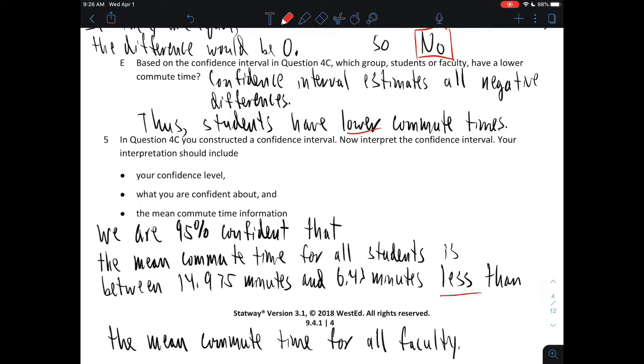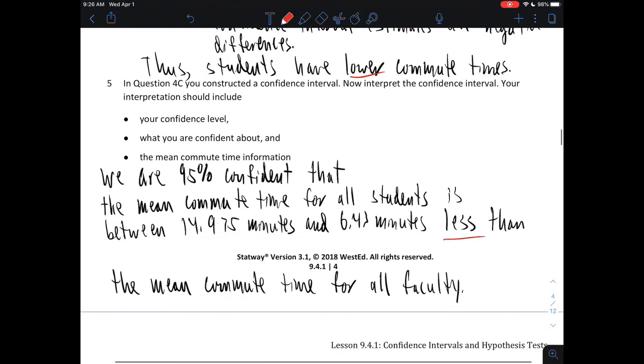We could have also written a summary that said something about the difference in mean commute time, but this conclusion here makes a little bit more sense when you're talking about the students have a lower commute time, and here's about how many minutes it is lower than for faculty.